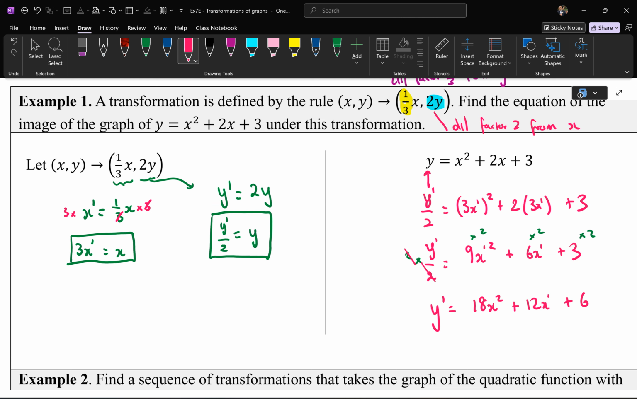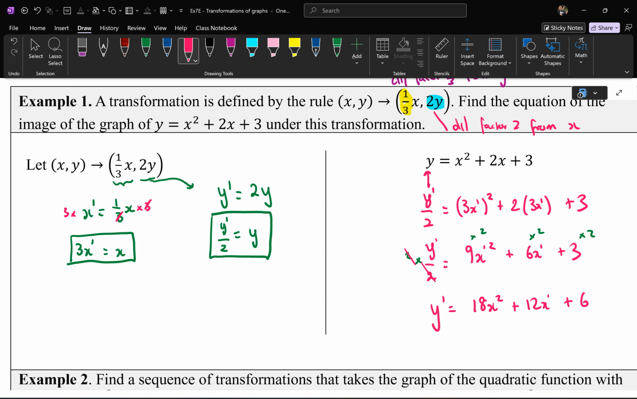Now I'm putting the dashes just so that you know this is the new equation. Okay, in reality you don't put the dashes. You actually just write y equals 18x squared plus 12x plus 6. But if you don't put the dashes, you can get confused which one's the old, which one's the new. Yeah? So in your final answer, maybe just take off the dashes and just leave it as x and y's. Okay? So far, so good.